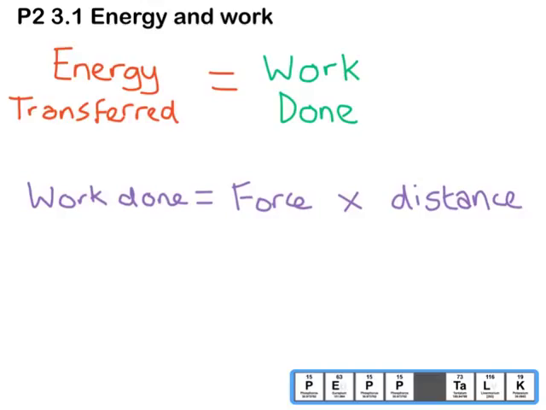So we can see that this calculation here, work done measured in joules, is actually equal to the force measured in newtons multiplied by the distance. And of course we can abbreviate that to W, big W, equals a capital F multiplied by lowercase d.